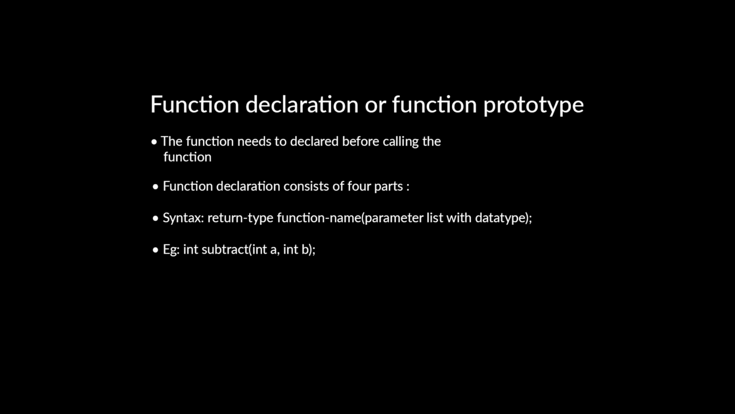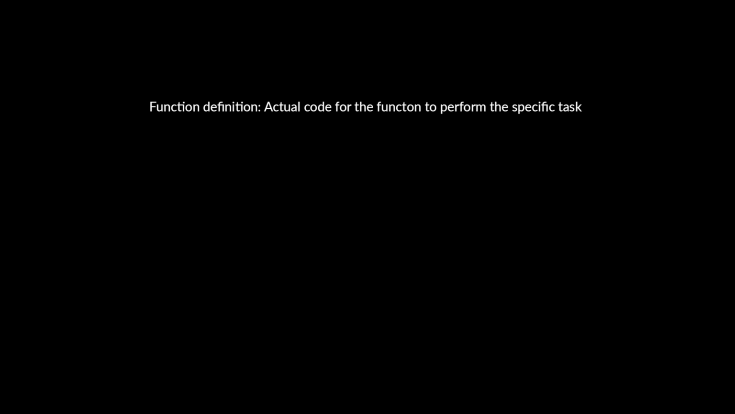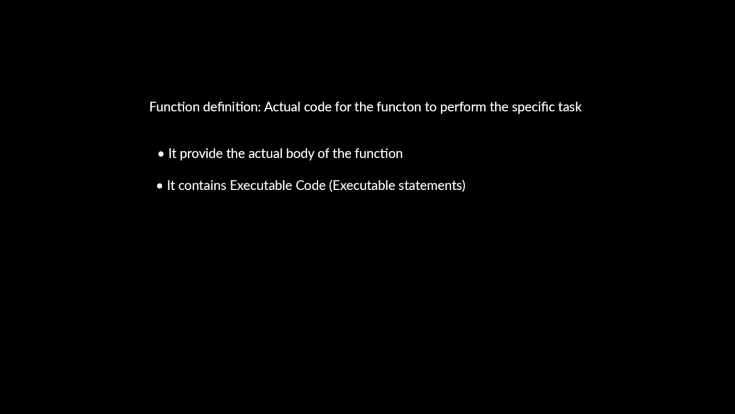Now let us move on to the second element, which is the function definition. Function definition is the actual code for the function with the help of which we can perform the specific task. So what is the need of the function definition? The need of the function definition is that it provides the actual body of the function. Without the function definition, the function won't work. So we have to provide the definition of the function. It is actually the body of the function. It contains the entire logic. The second one is it contains executable code.